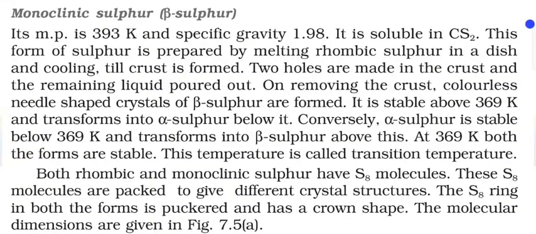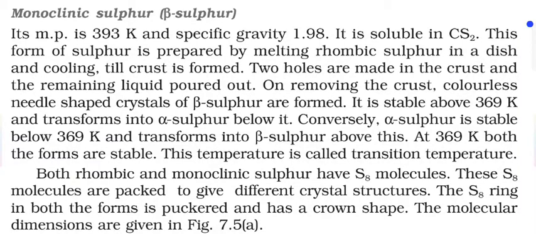It is stable above 369 Kelvin and transforms into alpha sulfur below it. Conversely, alpha sulfur is stable below 369 Kelvin and transforms into beta sulfur above it. At 369, both sulfur forms are stable. This temperature is called the transition temperature because both of the structures will transform into each other at this temperature.